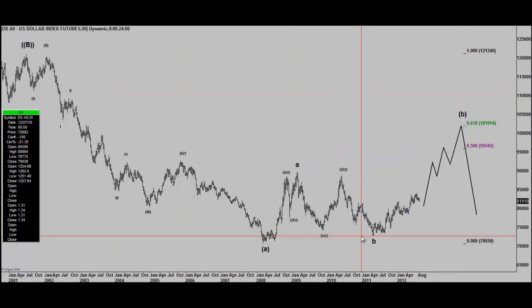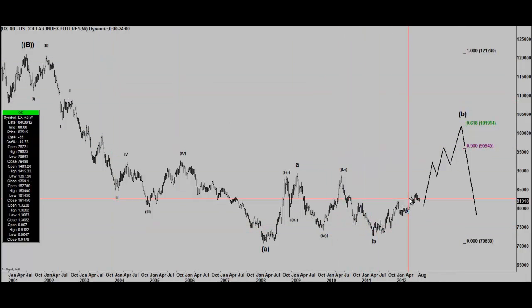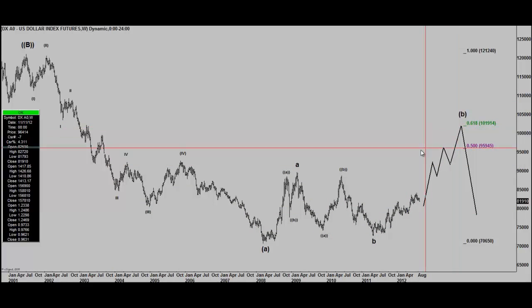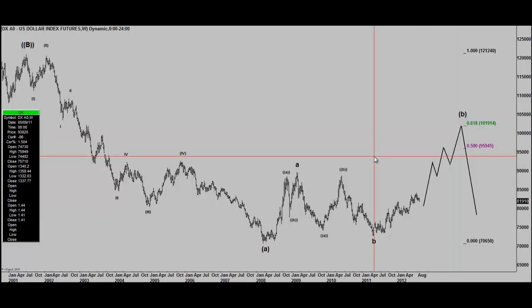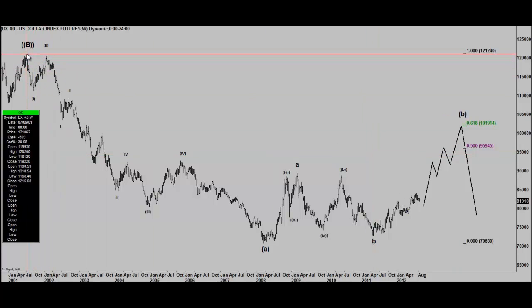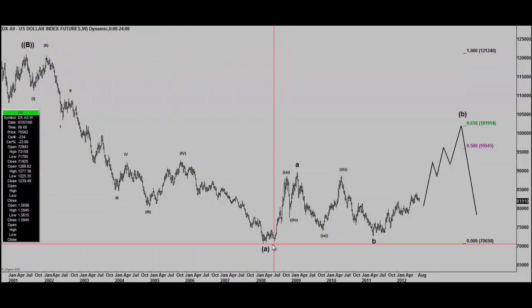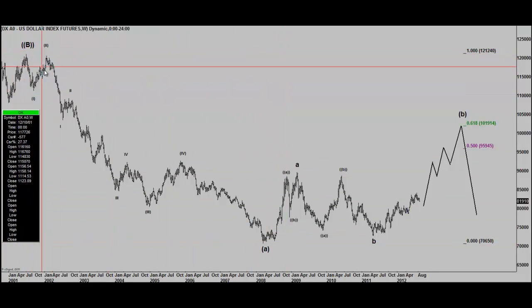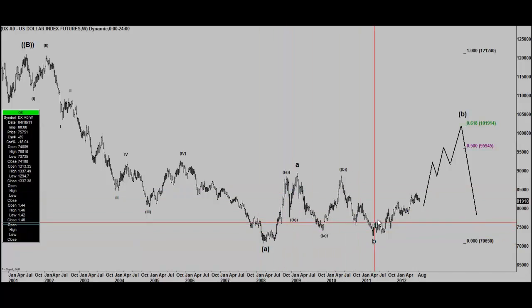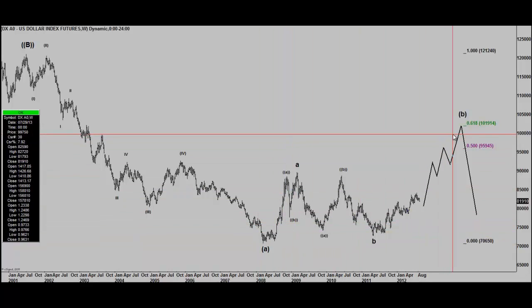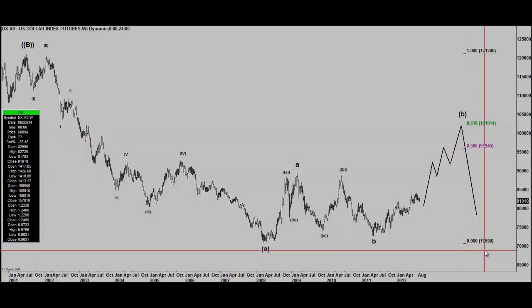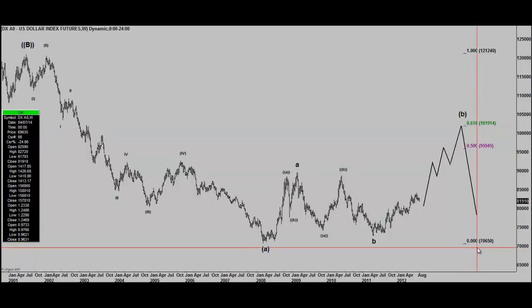Now, there are different paths that the index can take in order to get to this level, and for that you need to understand the nature of where we are. The index is correcting a cycle that started like the euro in 2001, and that cycle was a 5-wave cycle, which means that in Elliott Wave, after 5 waves, at least 3 waves back are going to happen before the index renews the trend to the downside.